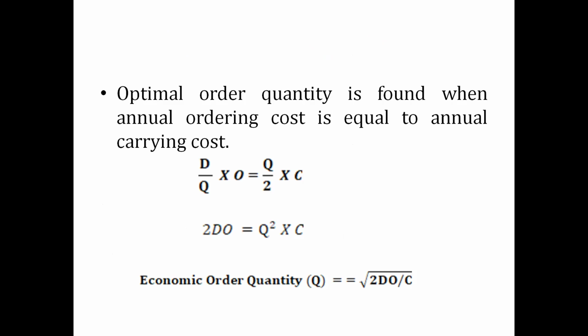So the optimum order quantity is found where the annual ordering cost is equal to the annual carrying cost. For deriving the formula of the EOQ model, we will equate the formulas of ordering cost and carrying cost in the form of an equation, and by solving the equation, finally we will get the formula of the EOQ model, that is root under 2DO upon C.